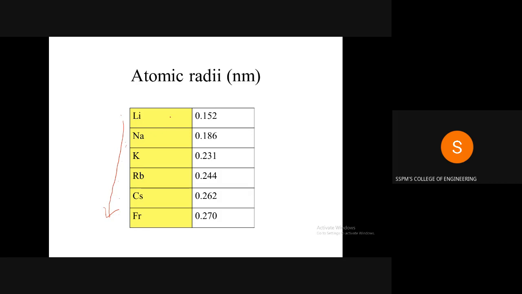See here, for lithium, atomic radii is 0.152 nanometer. For sodium, it is 0.186. It increases: then 231, 244, 262, and 270. So atomic size increases when you go down the group. Sodium has greater size than lithium, lesser than potassium, and potassium has greater size. They ask about any elements and to use the correct order for atomic radii.